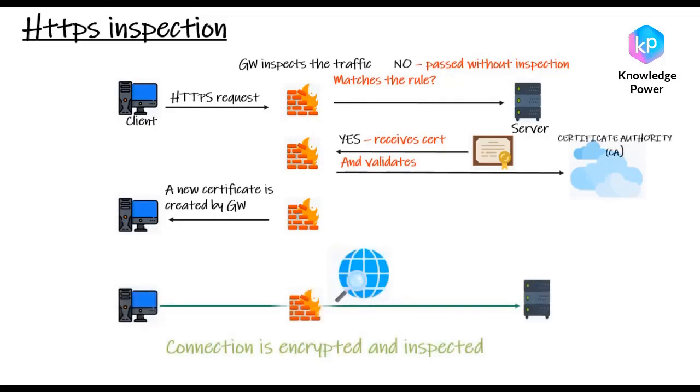It's easy as is. All Checkpoint has to do is inspect a cert, check the rule base to see whether we need to do inspection or not, and change the cert. That's it. And the connection is encrypted and inspected.